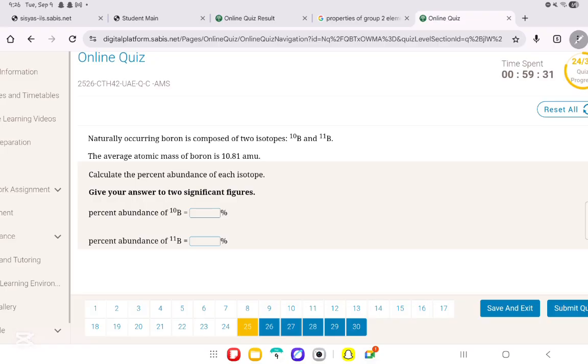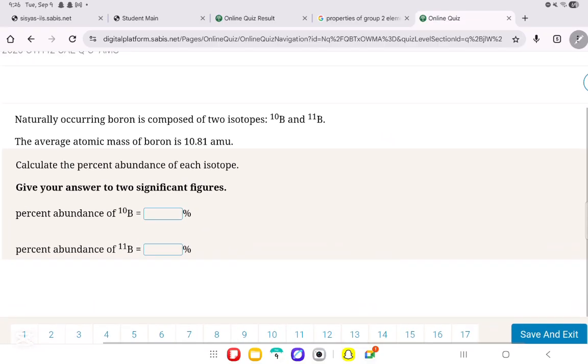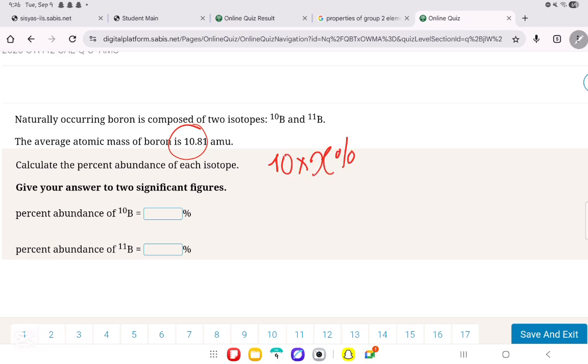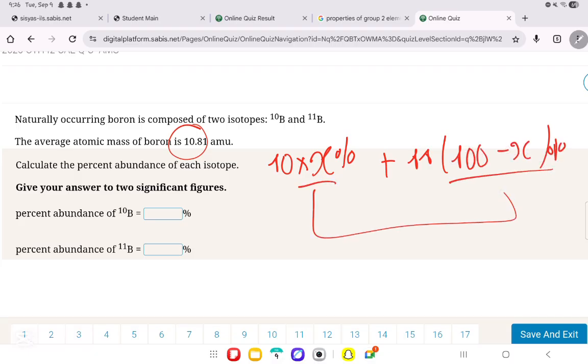Number 25, naturally occurring boron is composed of 2 isotopes, B10 and B11. They gave us the average atomic mass, and they want us to find the percentages. So we know that it's going to be 10 times X%, plus 11 times (100 minus X)%. Why? Because these percentages, you add them all, they're supposed to equal 100%.